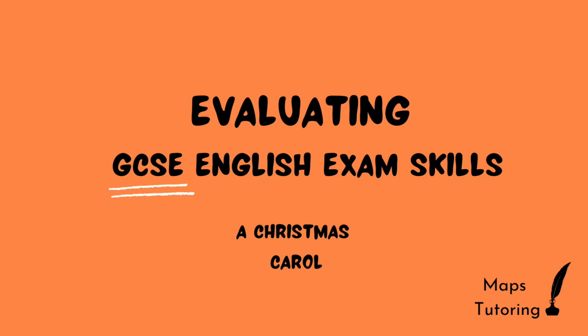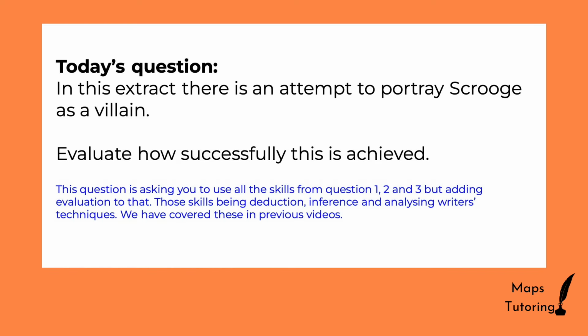In today's video, we are going to be looking at evaluating, and we're continuing with our extract from A Christmas Carol by Charles Dickens. Today's question is, in this extract, there is an attempt to portray Scrooge as a villain. Evaluate how successfully this is achieved.